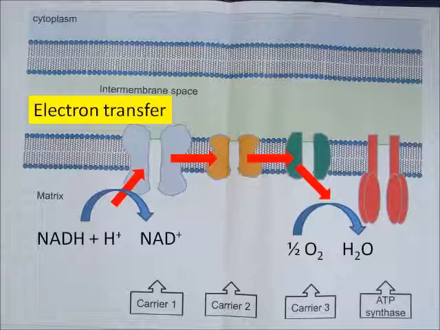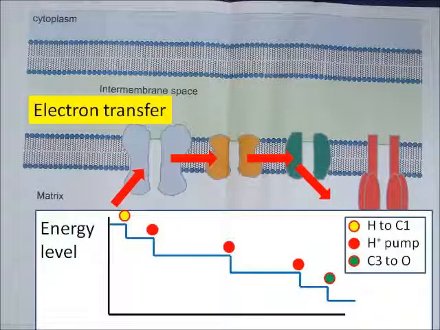It's called the electron transport chain because electrons are transported or transferred between the carriers. As each carrier takes the electrons, it uses some of the electrons' energy to pump the hydrogen ions into the intermembrane space. So in this diagram you can see I've plotted the energy levels of the electrons approximately, and you can see the transfer from NADH plus hydrogen to the first electron transport chain carrier, then used to pump protons, and then finally the transfer to the oxygen in making water.